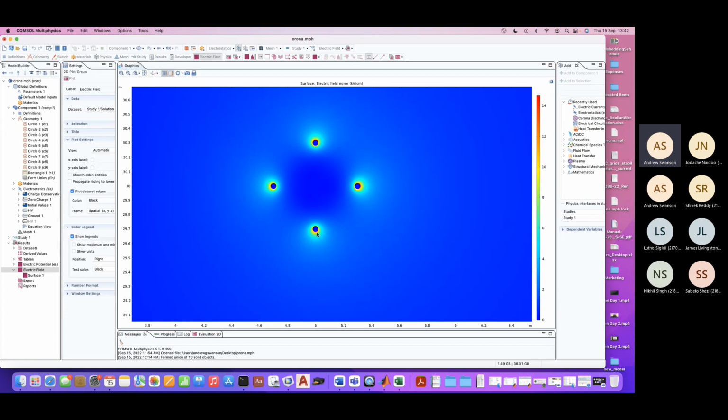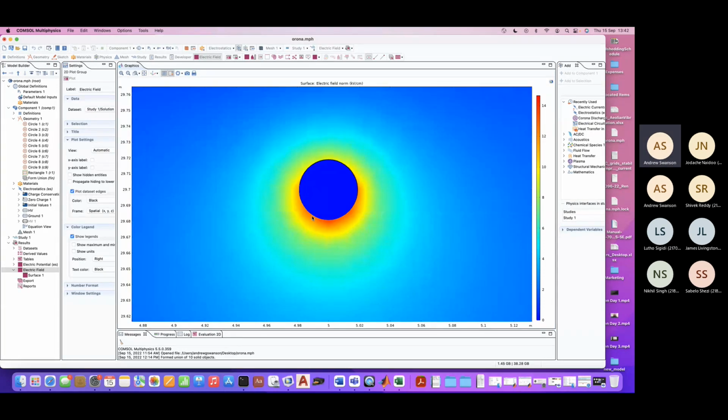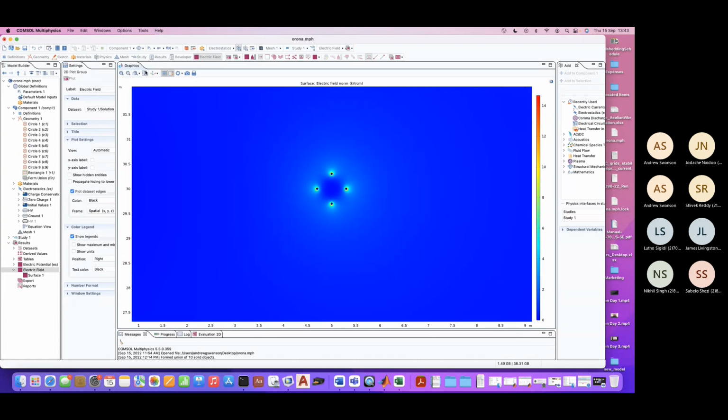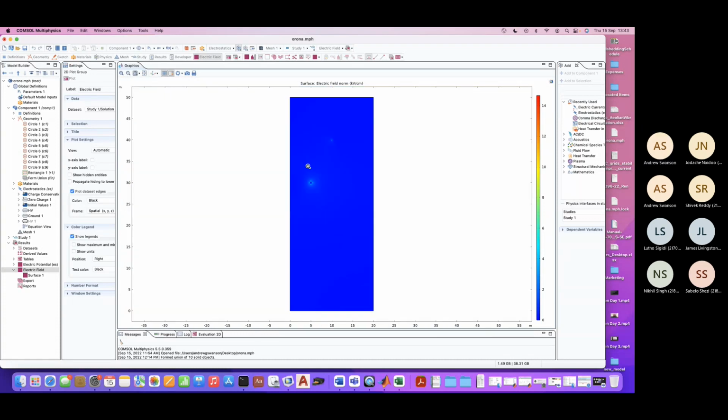If you look on the outside of those conductors, you can see there's that red bit. If we zoom in on the outside of that conductor, there's your sharp electric field. So when that's high enough, corona will occur on the outside of that bundle. So that was the negative polarity one.